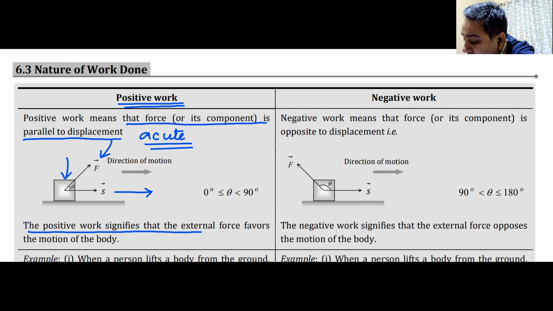Positive work signifies that the external force favors the motion of the body. It basically means that the external force is making the body move in the same direction. Whenever there is friction, normally it should always be opposite to motion. So friction work done is going to come negative in some cases, not in all cases, we will see that. But if you have a component of force which is parallel to displacement, work done would be positive. Now, what are the examples and when will the work done be negative?